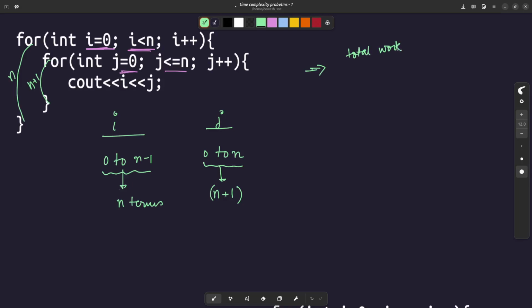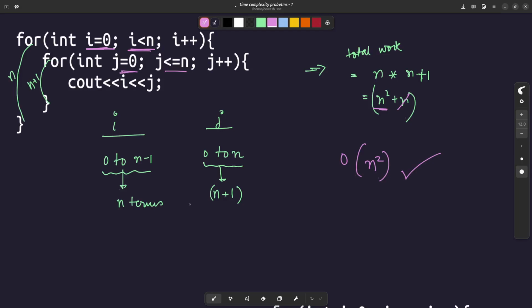Total work. This is just n multiplied by n plus 1, which is n square plus n. Okay. Now if we have the total work, that is the total number of iterations, how do we get the time complexity? What you do is ignore lower order terms, ignore any leading constants, and whatever is left, put that inside the big O notation. That's it. This is the answer. This is basically an n square problem.